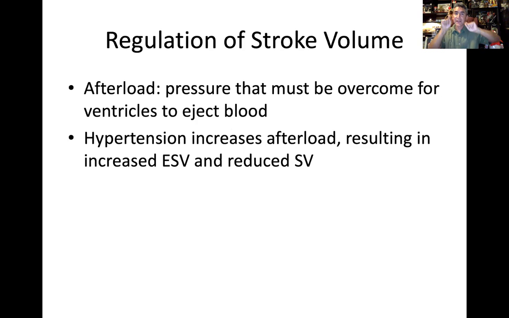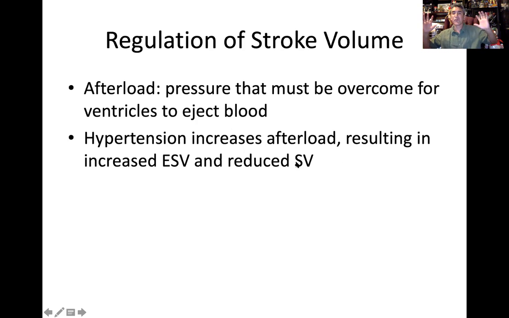And if the heart is having to work too hard and it can't force enough blood out, then my end systolic volume will be affected. It will not be very low. It'll be kind of high. And that's going to have a negative impact on my stroke volume.